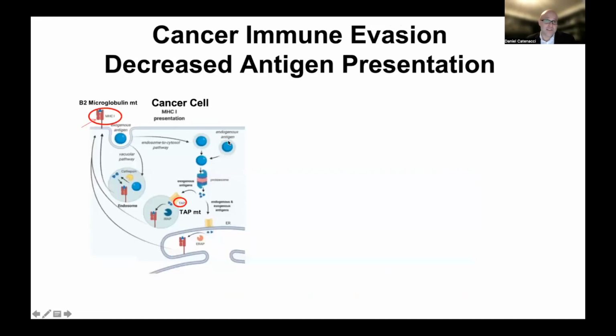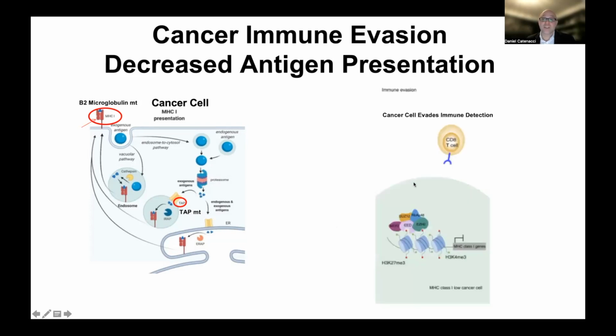That's again summarized and shown here, where mutations along the way, whether it's in MHC1 itself, like beta-2 microglobulin, or if it's in the TAP proteins that help to transfer and traffic the antigens to where the MHC molecules are. Either way, the consequence is that we're not getting MHC on the surface of the cell, and so the T cells are just not able to recognize it, and the cancer cell is flying under the radar.